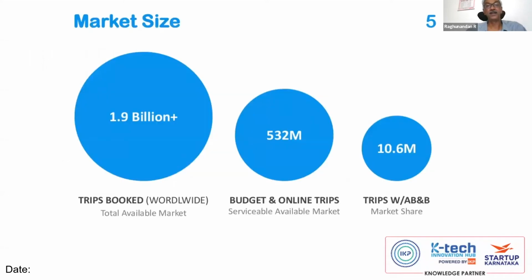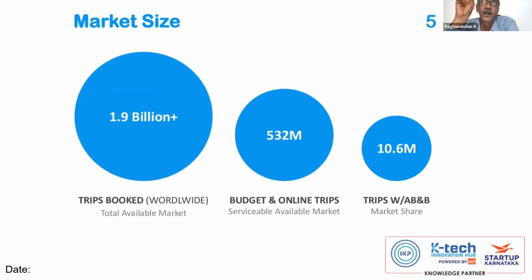So typically, if you look at a typical slide, again, this is an Airbnb example. The total market size is the total number of trips that are booked worldwide. It's called the TAM, total available market, which is 1.9 billion plus trips. Available market in the sense of how many of these trips booked worldwide are budget and online trips? Because that is where Airbnb's niche is.